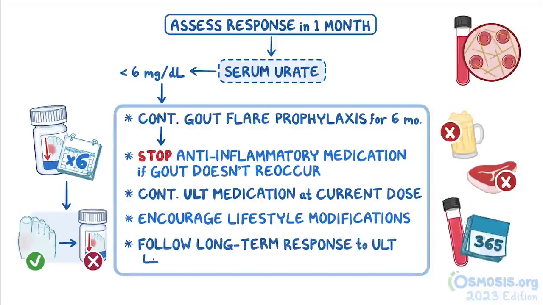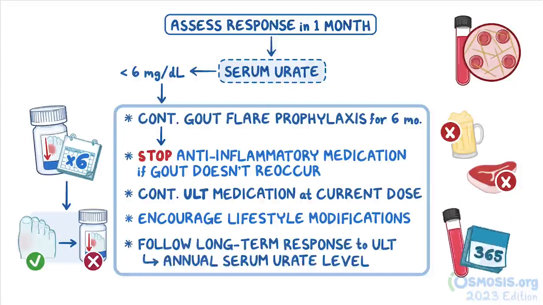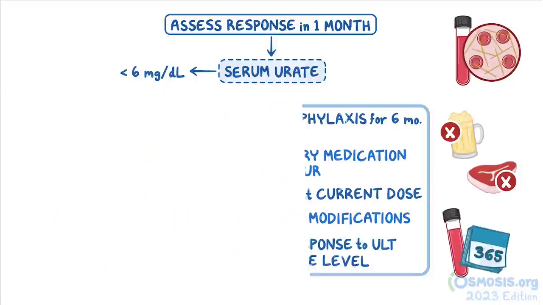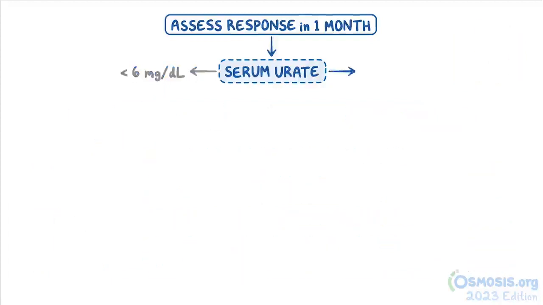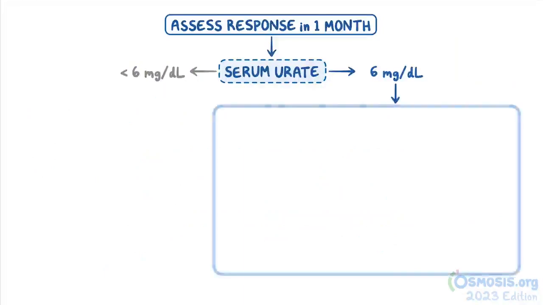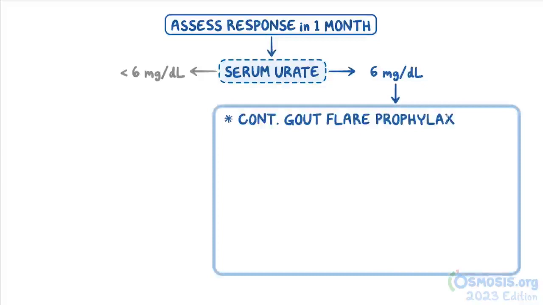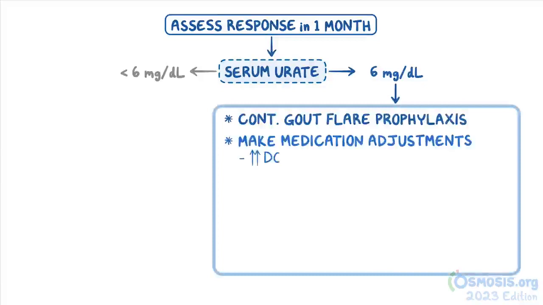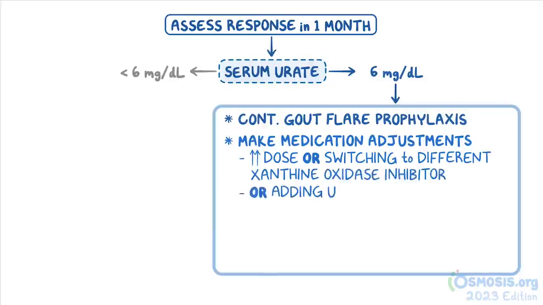To prevent this, begin gout flare prophylaxis. Your patient should take low-dose anti-inflammatories first for 2 to 4 weeks. Low-dose colchicine is commonly used as first-line prophylaxis, but NSAIDs or glucocorticoids can be used as well. Then begin urate-lowering therapy with ULTs such as xanthine oxidase inhibitors like allopurinol or febuxostat.